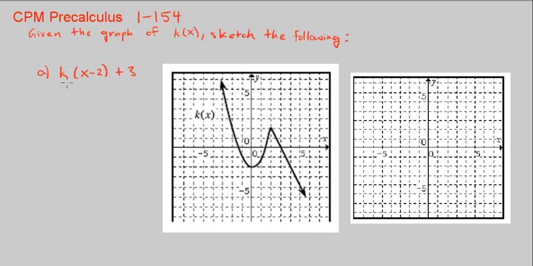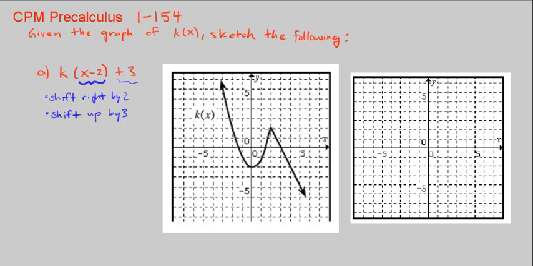When the change is inside the argument, it means we're going to shift left and right. Since it's minus, we shift to the right by 2. Outside of the argument is going to be shifting up and down. When it's plus, we're shifting up. So basically every point is shifting to the right by 2 and up by 3.